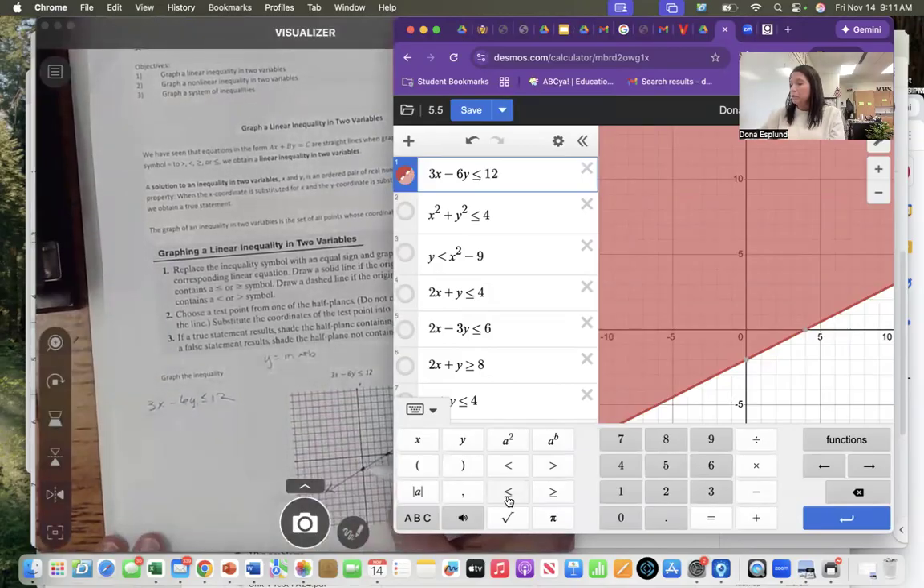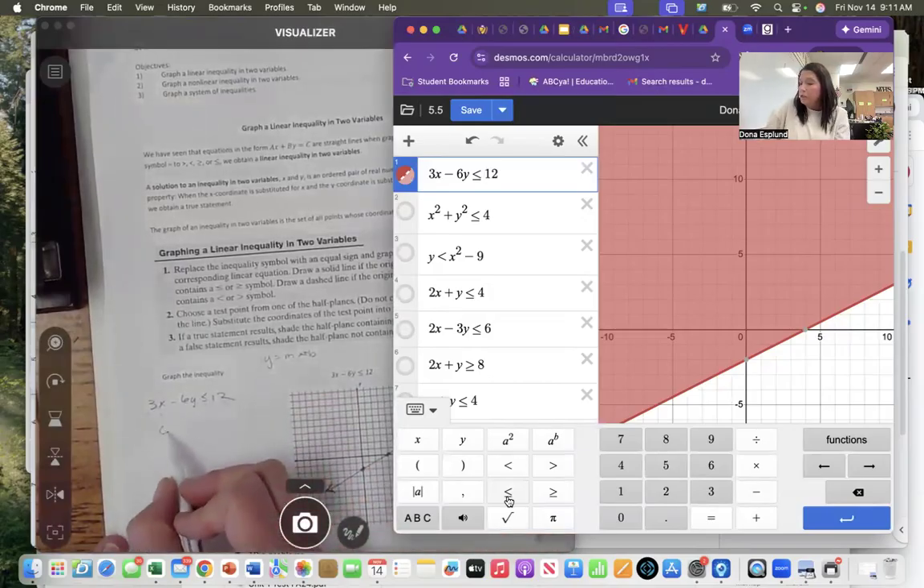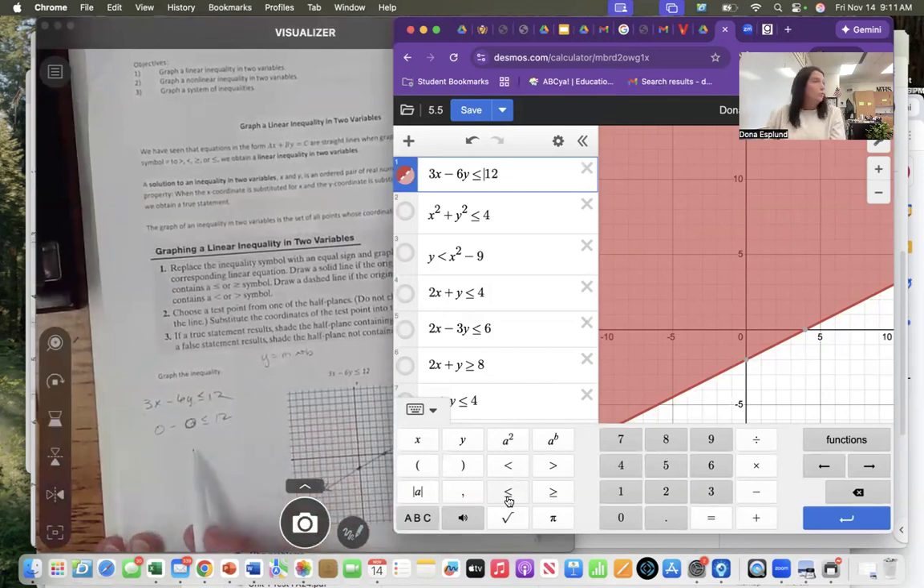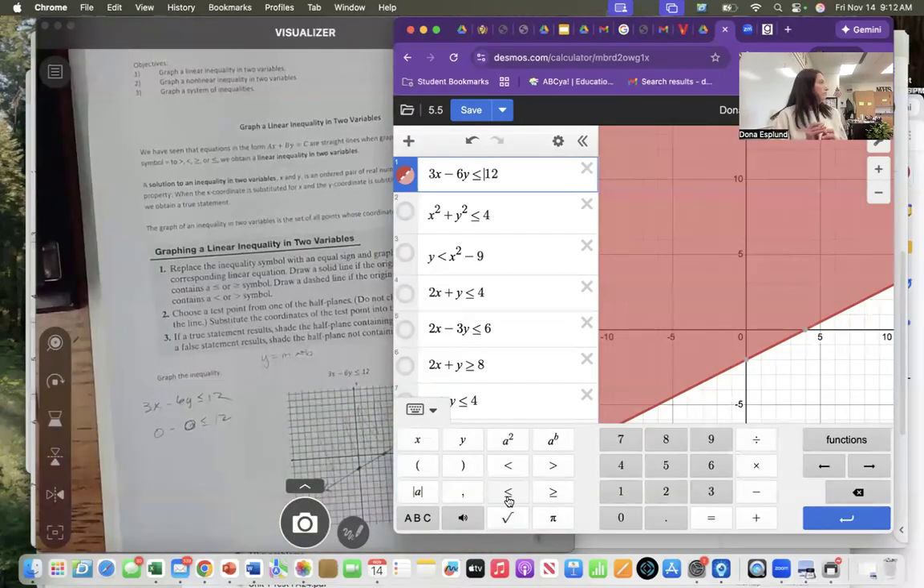And so what I can do is pick a point, and notice that 0, 0 is a point that, unless it's on the line, is usually the one I go to. And I'm just going to put it back in. 0 minus 0 is less than or equal to 12, and that's a 0, not a 6. And so in this case, that's a true statement, right? So that means I'm going to shade the area right above. That makes sense? Okay.